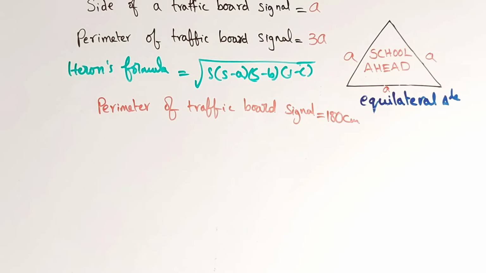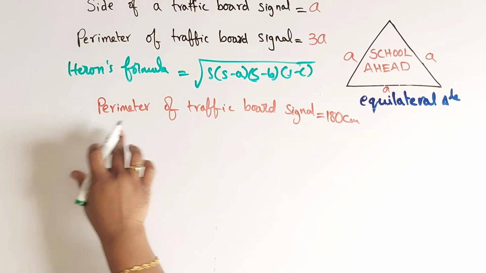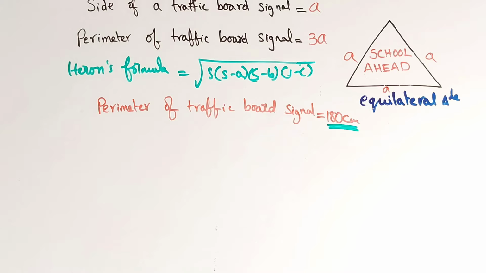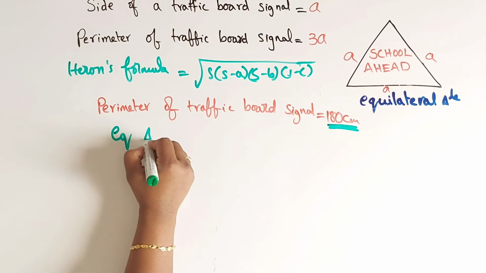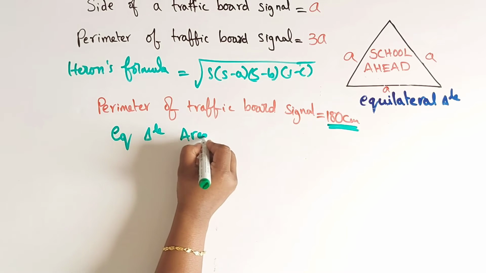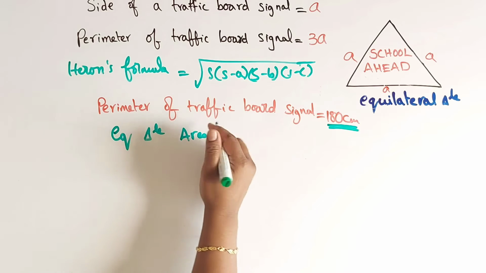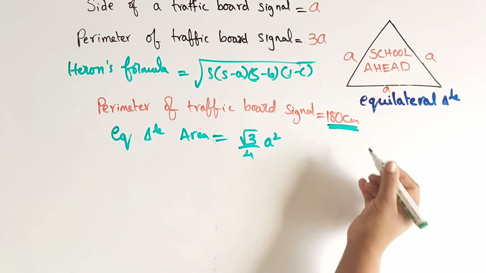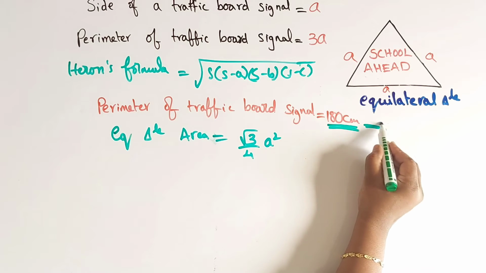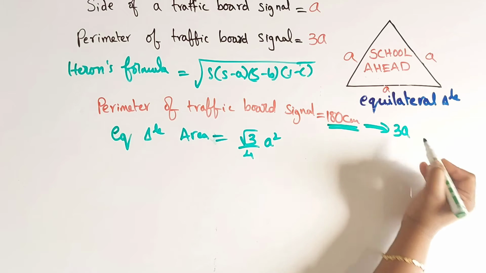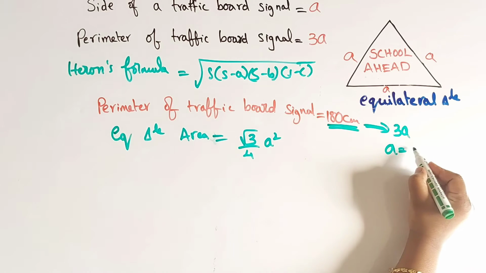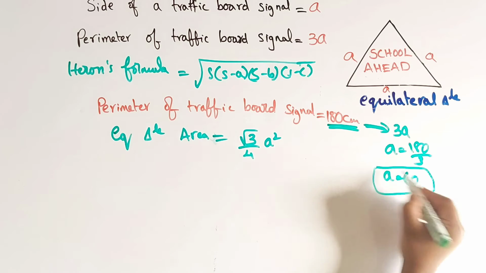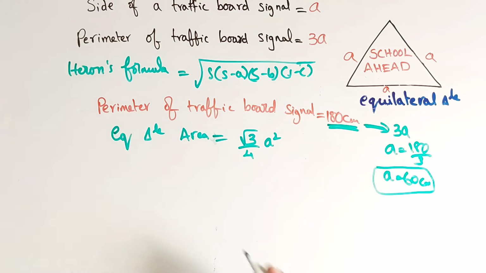Correct, children? Now in the same question, they have given that the perimeter of a traffic signal board is 180 centimeters. Then find out the area. Right, children? Now we know the equilateral triangle area formula, which we found by using Heron's formula, that is root 3 by 4 a square. Now perimeter is 180 centimeters. What is perimeter, children? 3a is the perimeter. So a equals 180 by 3. So a value is 60 centimeters, children.